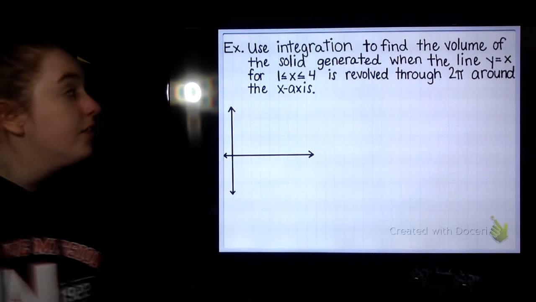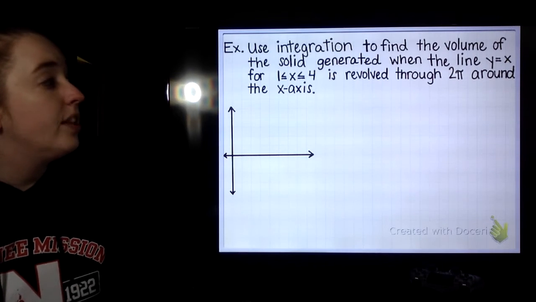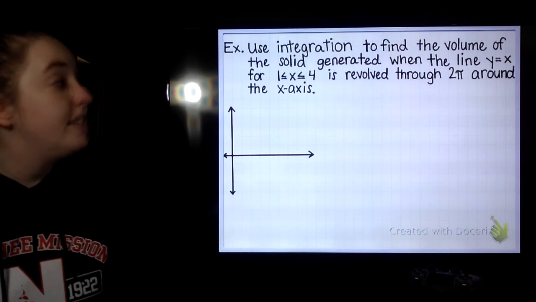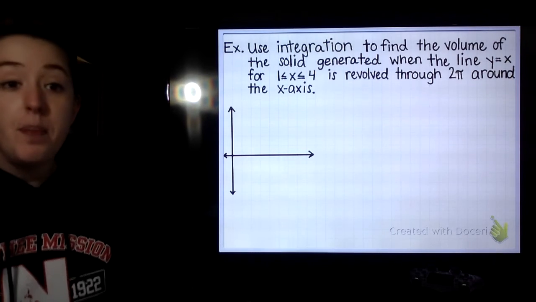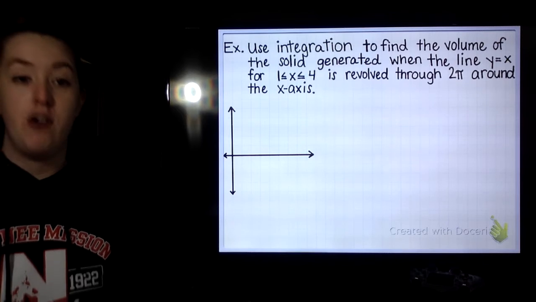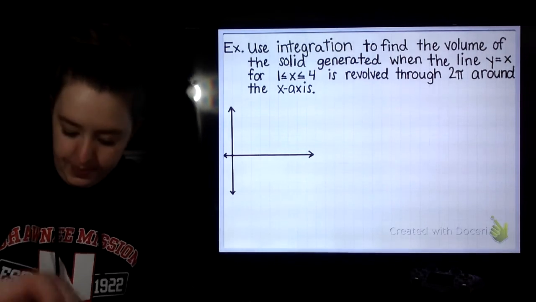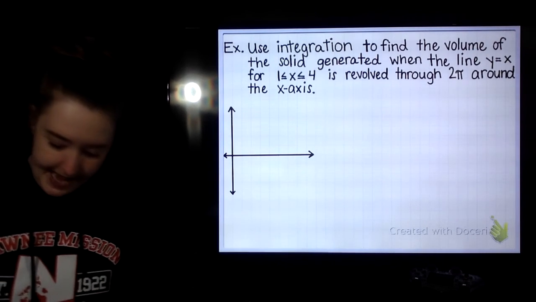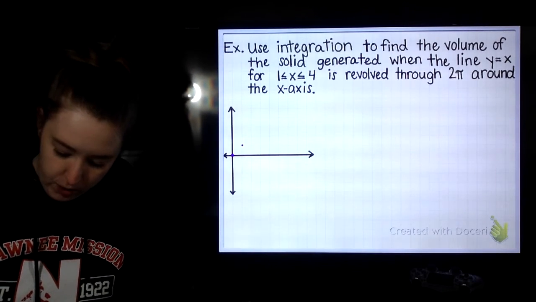Okay, so first thing, we want to use integration to find the volume of the solid generated when the line y equals x, for x between 1 and 4, is revolved through 2 pi around the x-axis. So the best thing to do is first graph it. So we first want to graph the line y equals x. My y-intercept is at 0, and my slope tells me to go up 1 over 1.